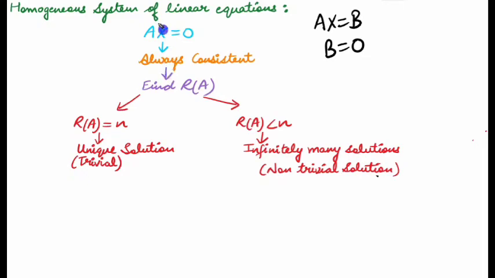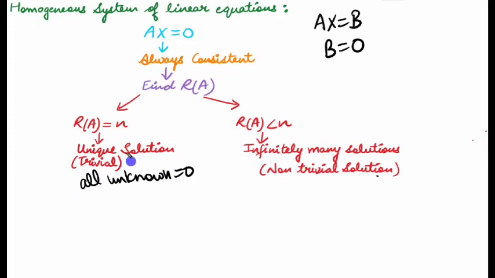So in this case, we need to find out the rank of matrix A, which is the coefficient matrix. अगर rank of coefficient matrix number of unknowns के equal आता है, then we will say that the system is having a unique solution, and that unique solution will be the trivial solution. Trivial solution means all unknowns are zero. All unknowns are zero is known as the trivial solution.